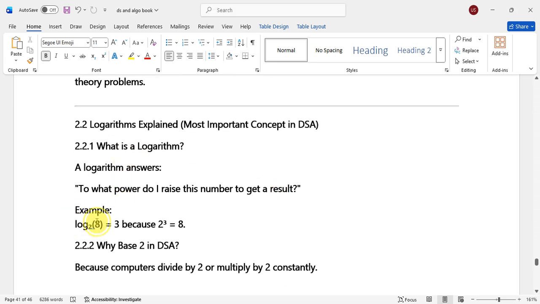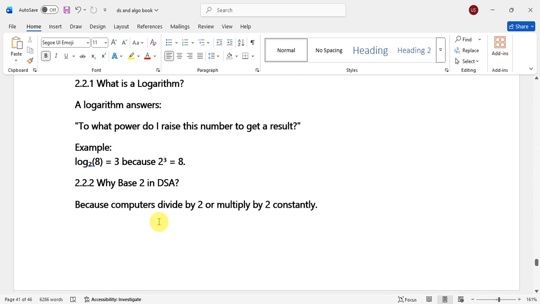Logarithm is basically to find out how much power it has, like power of 2. It could be log of anything, but in computer science we use log base 2 because we divide everything by 2. So log base 2 of 8: 2 to the power 3 is 8, so the answer will be 3. So 3 into 1 will be 3. So this is how it is.